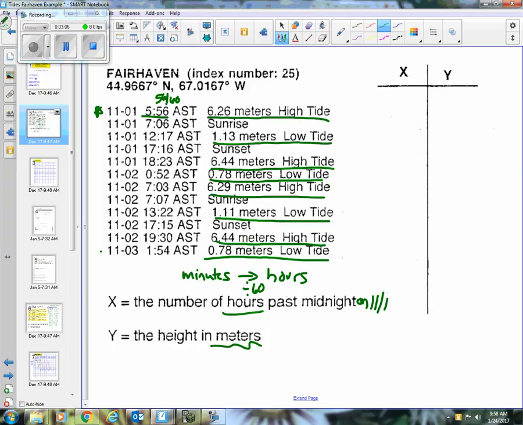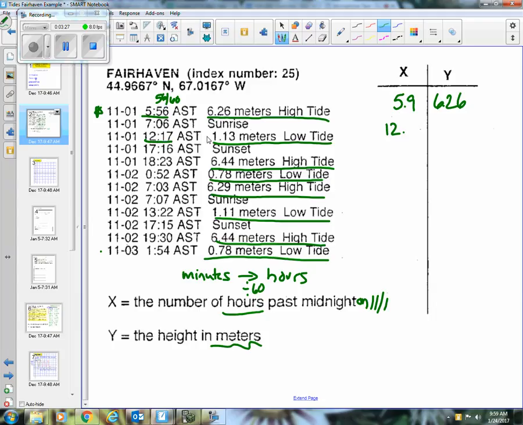And we're going to round to tenths. That's, I think, plenty for what we're going to be doing for our graphs here. So I'm just going to go ahead and round to tenths on that. So it looks like that would be 5.9 for that first high tide. And the height of the tide then was 6.26 meters. That was my first high tide. Okay, so the next one at 12:17, that would be 12 point.